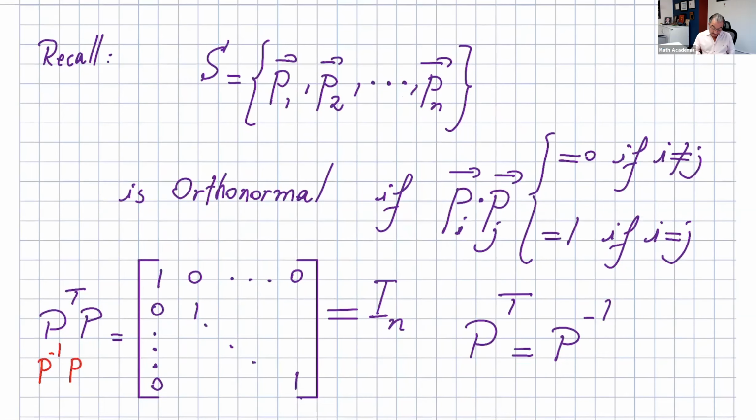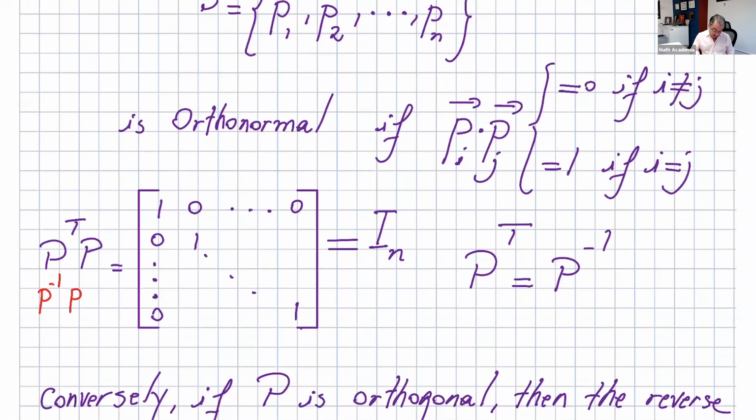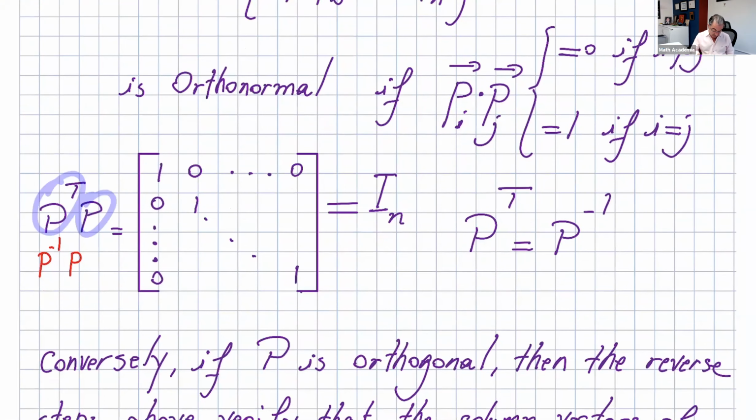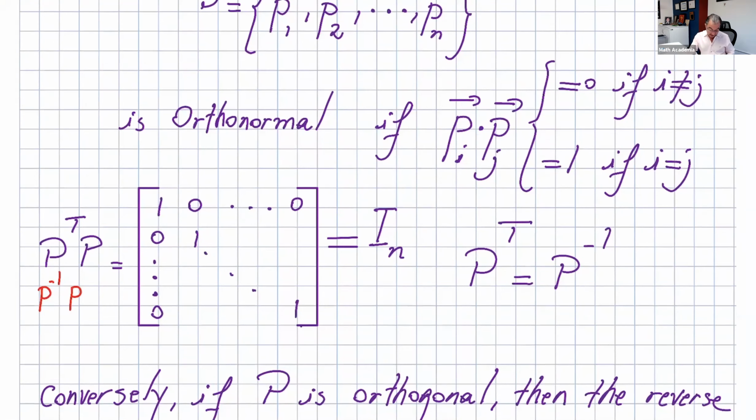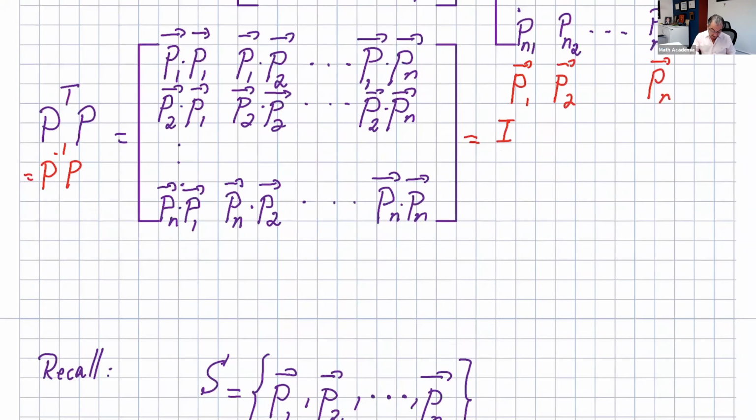If we have a set of vectors, this is orthonormal if Pi dot Pj is 0 if i is not equal to j, and 1 if i equals j. So when we multiply P transpose times P, that's the same thing as P inverse times P. We do get the identity matrix. And as you notice, the diagonal is always Pi dot Pi. If I go back, you can see all these numbers are the same.